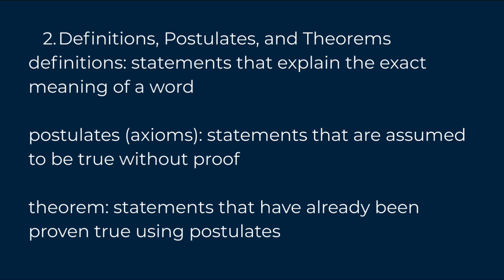The second step is definitions, postulates, and theorems. Definitions are statements that explain the exact meaning of a word. For example, if you get a dictionary, you would get a lot of definitions, and those are the exact meanings of that word. Geometry definitions aren't different. They are the exact meaning of a word. And if something means something, then that's the definition.